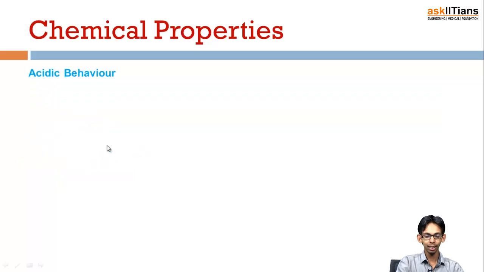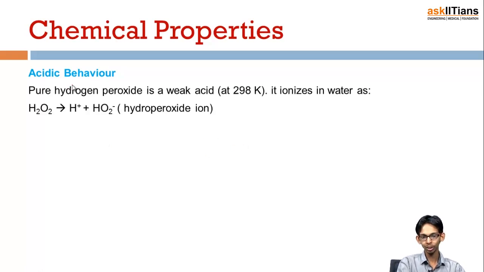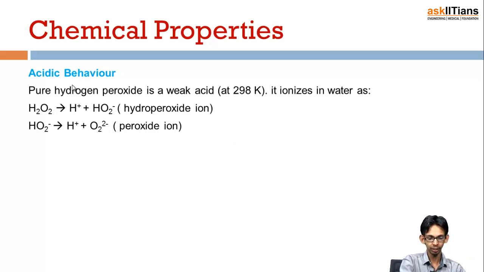Next chemical property is acidic behavior. Actually, pure hydrogen peroxide is a weak acid and it ionizes in water as H2O2 gives H positive and HO2 negative, that is hydroperoxide ion. Okay, and there is another way in which it can ionize in water. This further ionizes to give peroxide ion and H positive.